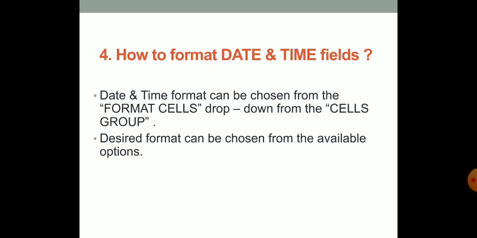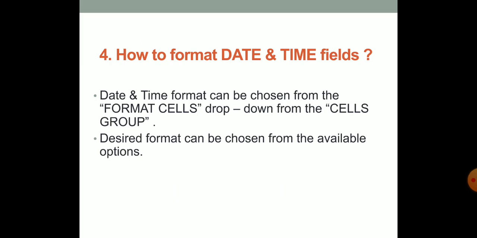Now coming to formatting the date and time fields. That is question number 4. How to format date and time fields? The date and time format can be chosen from the Format Cells drop down. Format Cells drop down is in the cells group. Okay, you can split that sentence and write that the Format Cells drop down is in the cells group also.